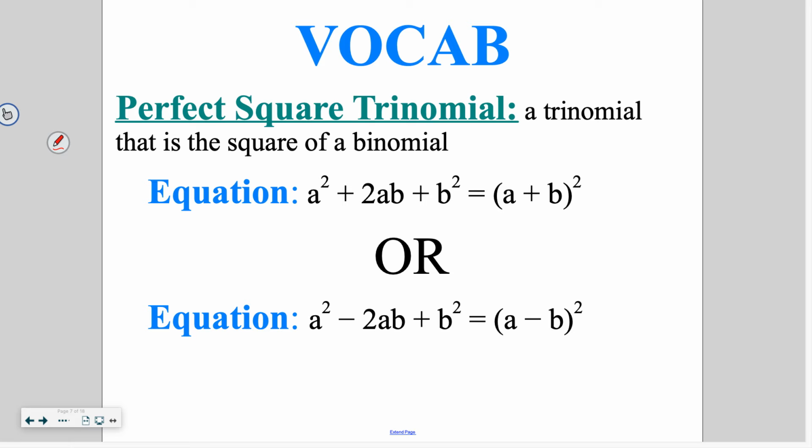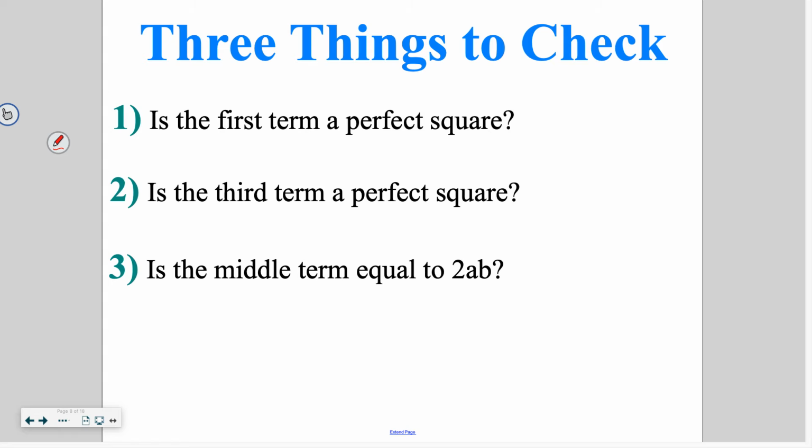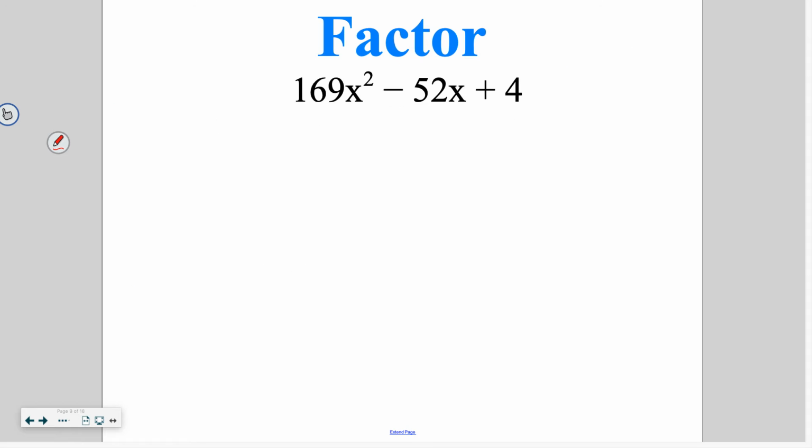So how do we go about determining if a trinomial can use the shortcut? Step 1, check to see if the first term is a perfect square. So can you take the square root of the first term? Check to see if you can take the square root of the back term. That's our second step. The last thing that you want to check is, is the middle term equal to twice the other two terms? That step 3 is the part that people usually forget about with this. So I'm going to go through and show you what that means now.